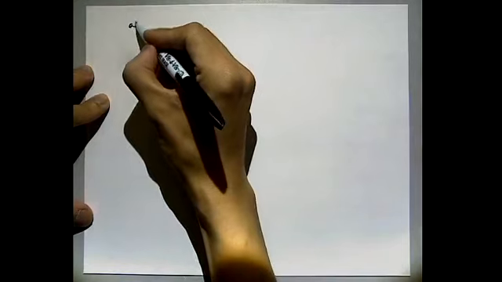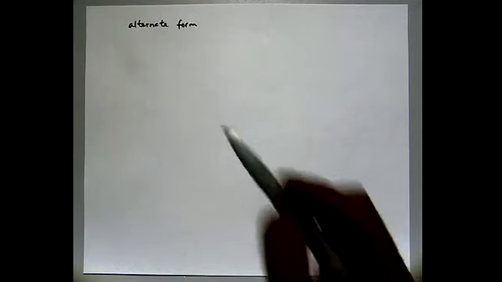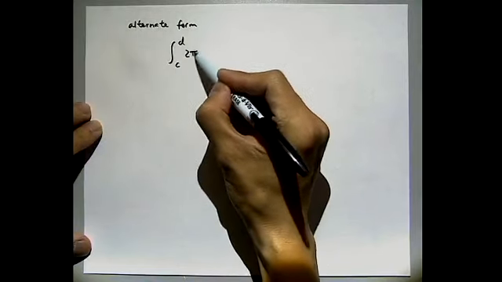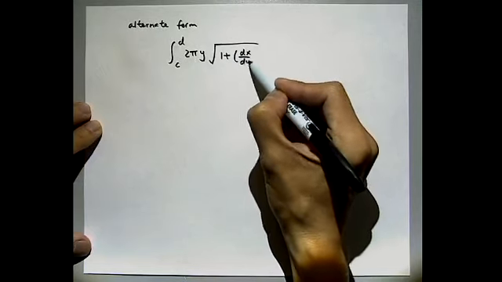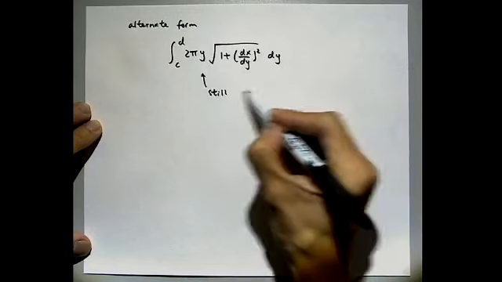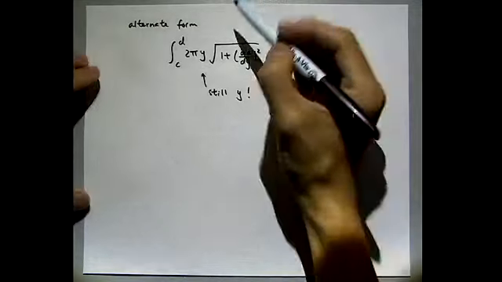And just like in the case with arc length, sometimes dy/dx fails to exist, or the curve is described with x as a function of y. So an alternate form you could use is this. Notice that even though dy/dx turns into dx/dy, that y outside remains y.